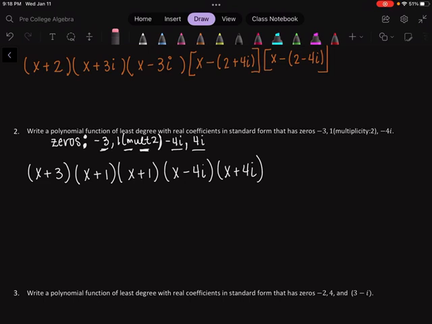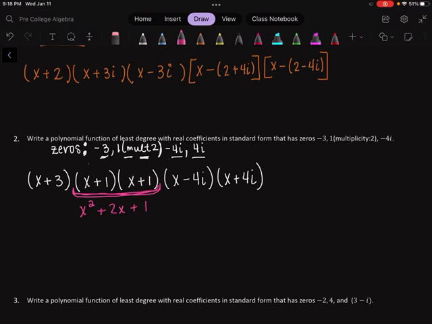Now, in standard form, that means I have to FOIL all of this stuff out. That's where it gets a little tedious. So I think it's best to start here because we can easily make that into x squared plus 2x plus 1. So again, if I FOIL that out, I shouldn't have to necessarily do x squared plus 1x plus 1x plus 1. You can do that in your head. So that's going to be one thing. And then I'm going to do these two guys.